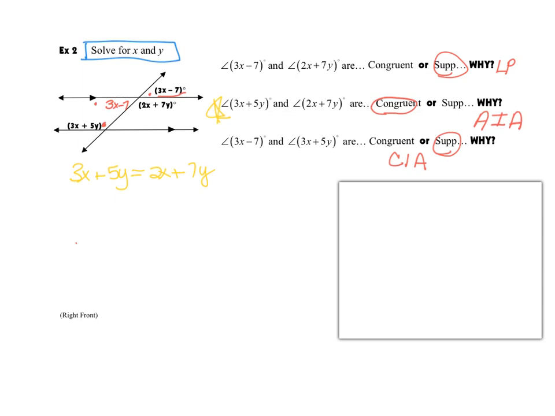And I'm going to solve that for one of its variables. So if I subtract the 2x, and subtract the 5y, I'm going to have that x is equal to 2y. Now, that doesn't get me the answer, but what it does is let me have enough information to keep going.